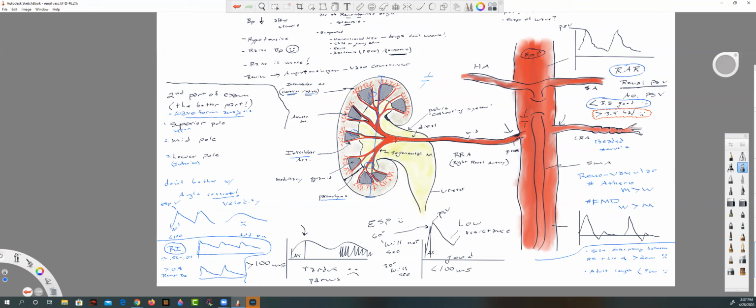Really, the only other thing is, these patients, of course, need to be NPO. No, we're not worried about their gallbladder.